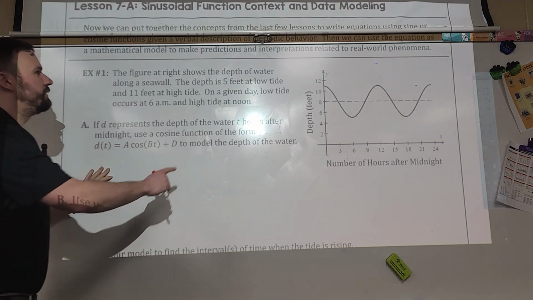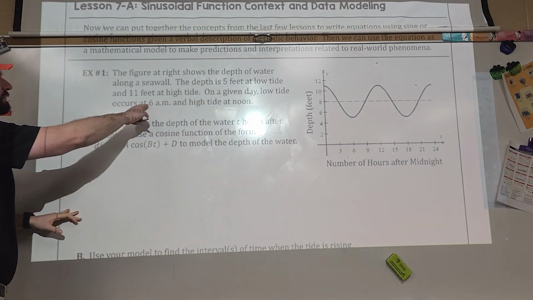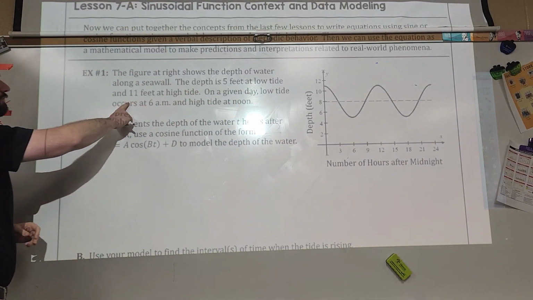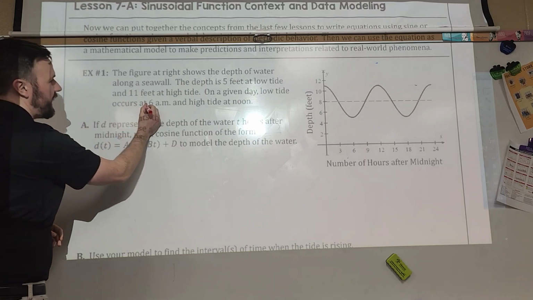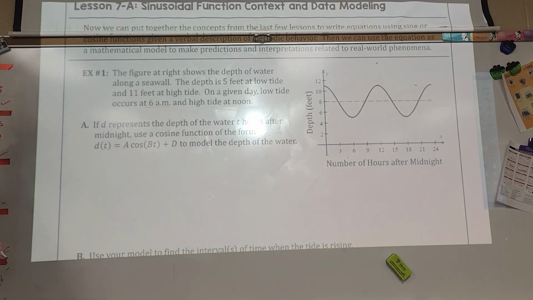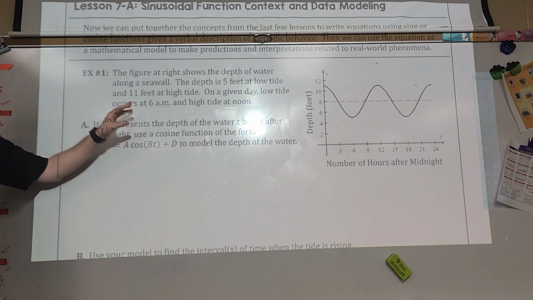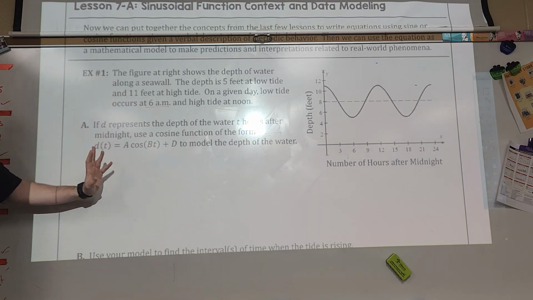So we have a seawall that's measuring the depth of water. It goes from 5 feet at low tide to 11 feet at high tide. We know low tide happens at 6 and high tide at noon. So let's make an equation for it. They're going to start us off with this one. They're going to give us the graph and we make the equation. Later, it's going to be, this is the story, you make the equation.